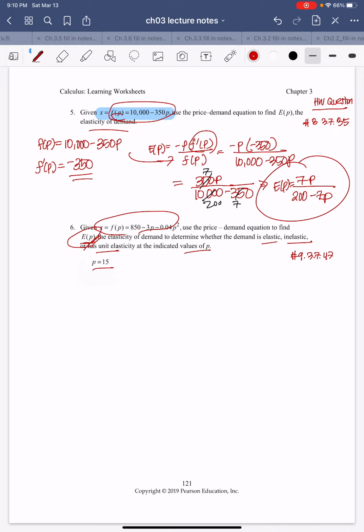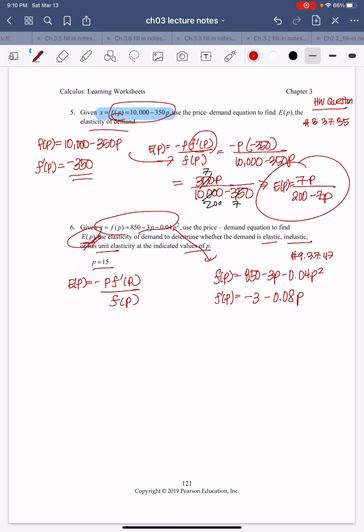Okay, so let's first find E sub p. E sub p is given as negative p f prime of p divided by f of p. F of p, as given right over here, is 850 minus 3p minus 0.04p squared. So f prime of p: the derivative of the constant is 0, then negative 3. And for the last one, you bring down the power and then subtract 1. So that will be negative 0.08p.